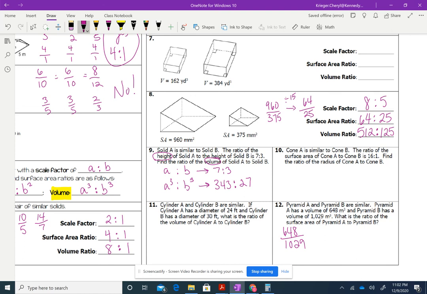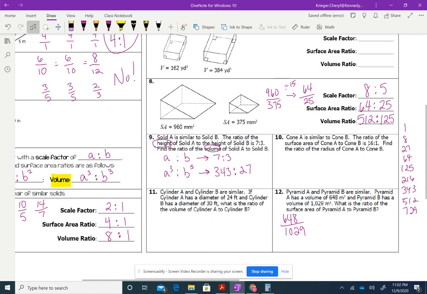Okay, and we're looking for things that are perfect cubes, right? They gave us the volume. I'll go ahead and write some of the perfect cubes down. 1, 8, 27, 64, 125, 216, 343, 512, 729, and 1,000, right? That's the first 10.